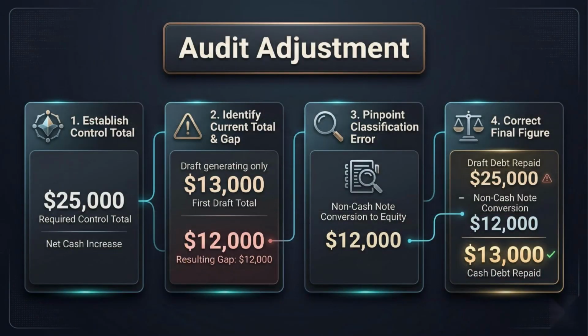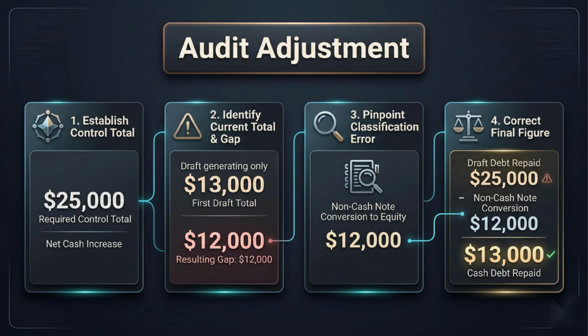The statement must explain a net cash increase of $25,000, but the first assembly explains only $13,000. The $12,000 gap matches the note payable converted into common shares. That conversion was incorrectly included inside the draft $25,000 debt repayment figure. But a note conversion does not involve cash payment. Debt was settled by issuing equity, not by spending cash. Therefore, the $12,000 non-cash note conversion must be removed from the financing section and disclosed separately.